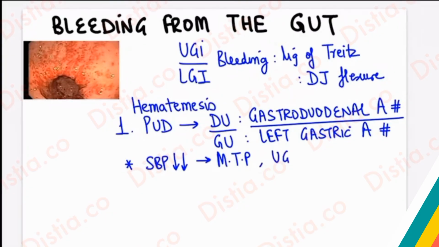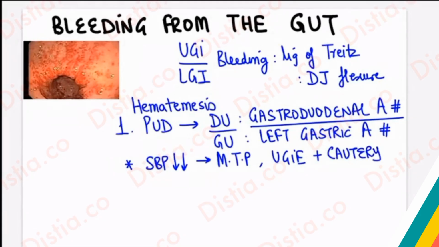Once hemodynamic stability is achieved, you will go in for an upper GI endoscopy of this person, and you would be able to visualize the bleeding ulcer. You can inject adrenaline at the base of the ulcer, which will cause vasoconstriction, and then we can do a cauterization of the base of the ulcer.